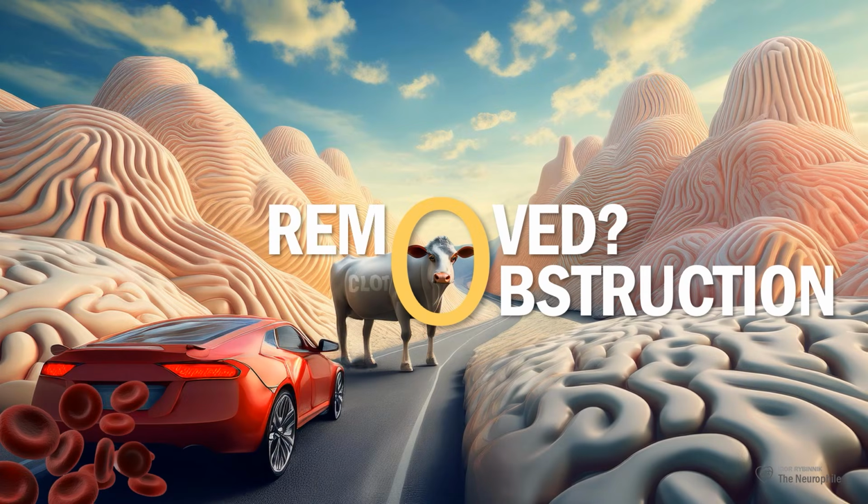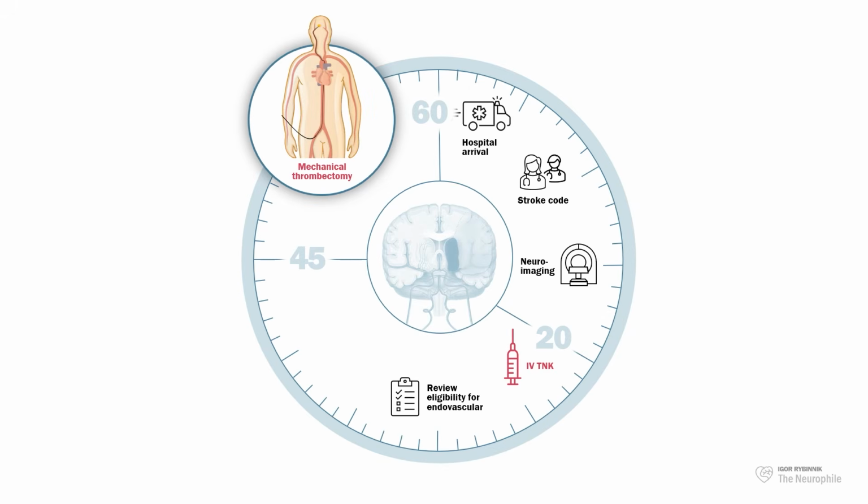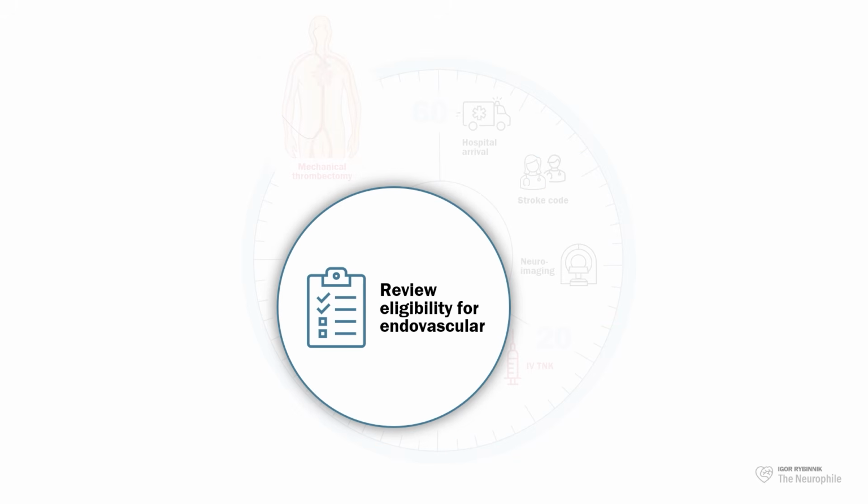Okay, tenecteplase has been administered. Have we accomplished our primary goal of removing the obstruction? No. How can we tell? Well, 2 ways: the neurological examination and the CT angiogram. Our patient's deficits persist, and there's a proximal left middle cerebral artery clot that's not likely to respond to tenecteplase. We don't wait any time for miracles to happen, for TNK to work. We keep going. Now is a good time to review eligibility criteria for endovascular intervention.